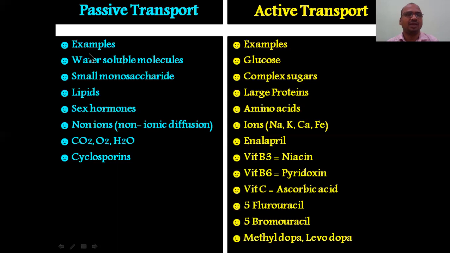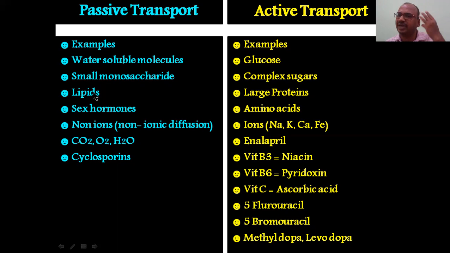And examples, these examples are generally asked in competitive examinations. In regular exams also you have to write this. Water soluble molecules like small monosaccharides take place here. Lipids, this point is very, very important. Here also one technique is there. Lipids, carbohydrates and proteins. Glucose and complex sugars come under carbohydrates. Here proteins, amino acids, and large proteins take place by active transport. Keep in your mind, three types are there. Carbohydrates and proteins come here, lipids come here. Like that you can remember.